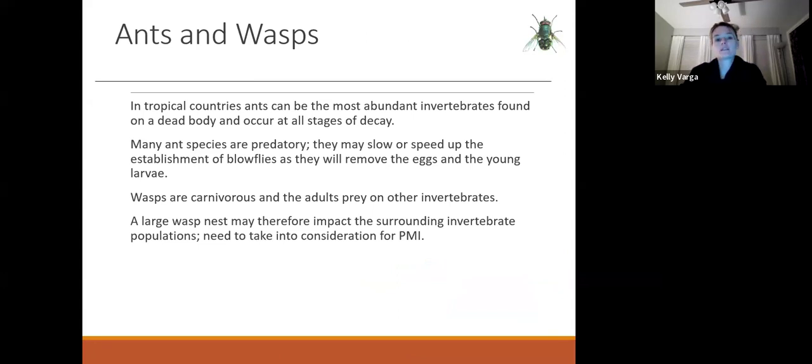Okay, what about other insects? Ants and wasps. In tropical countries, ants can be the most abundant of invertebrates found on a dead body, and they will occur at all stages.